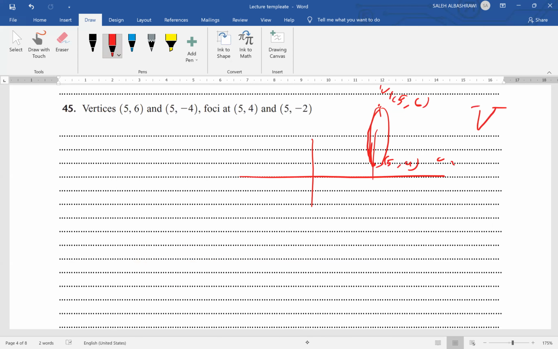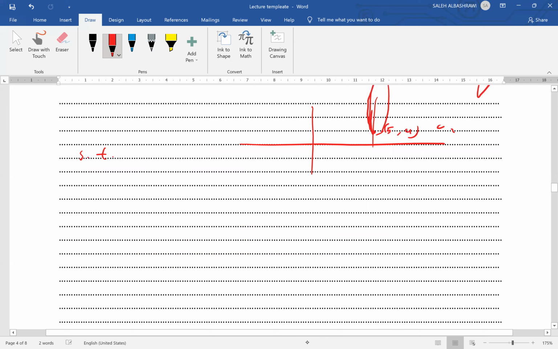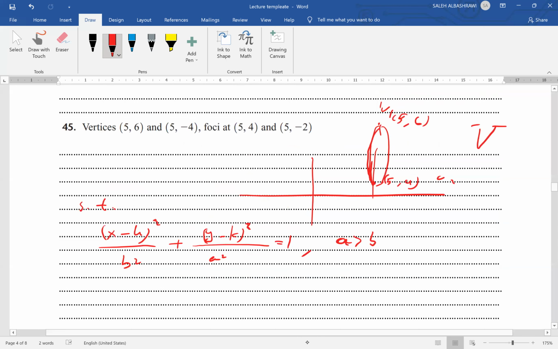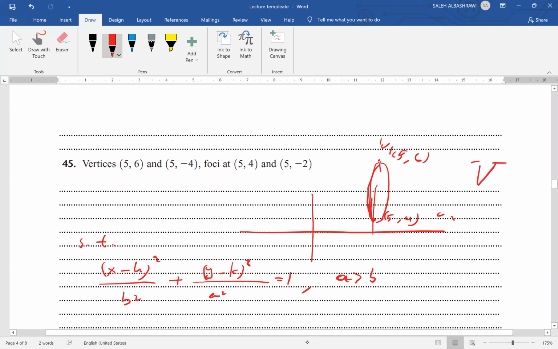So since it is vertical, the standard equation will be (x minus h) squared over b squared plus (y minus k) squared over a squared equal to 1, where a is greater than b. So we know the direction of the ellipse is vertical, from which now we can find all of the missing information. We need to find h and k, I need to find a, and I need to find b.